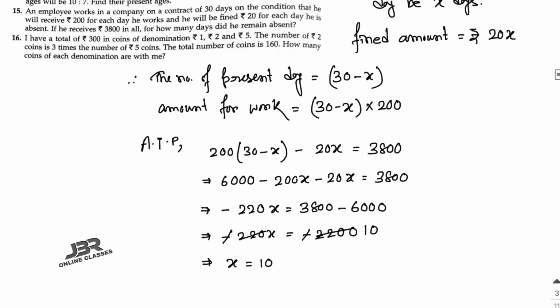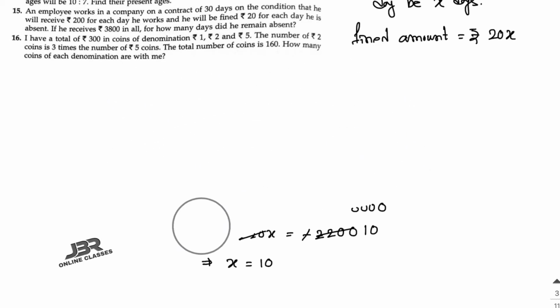Okay, now let's move on to the last one, sum number 16. Here in sum number 16, I have a total of 300 in coins of denomination rupees 1, rupees 2, and rupees 5. The number of rupees 2 coins is 3 times the number of rupees 5 coins. The total number of coins is 160. How many coins of each denomination are with me? It's a very important problem.